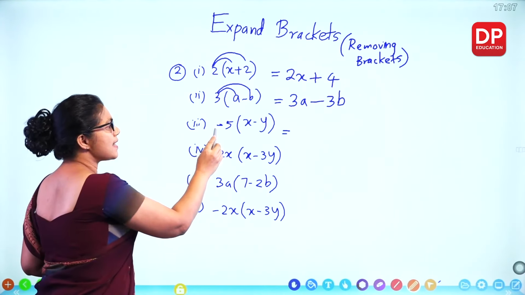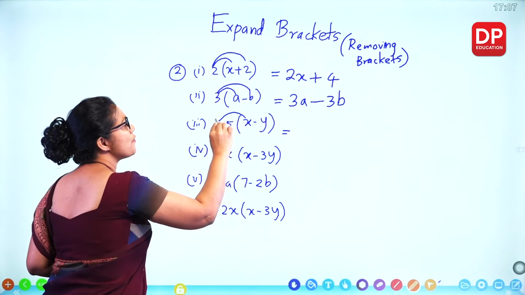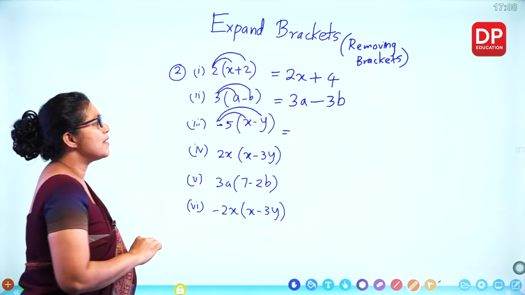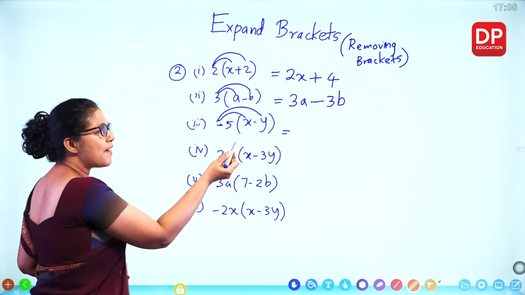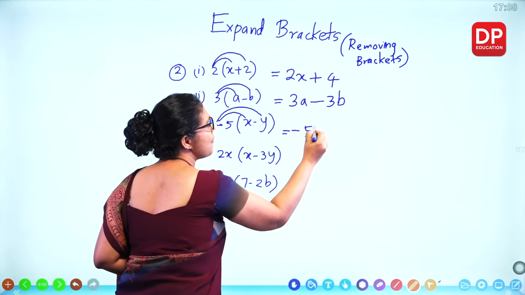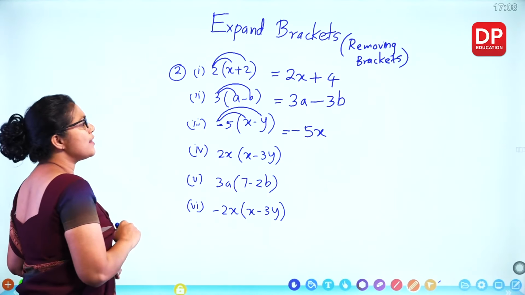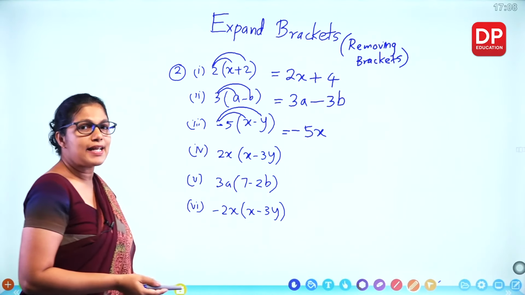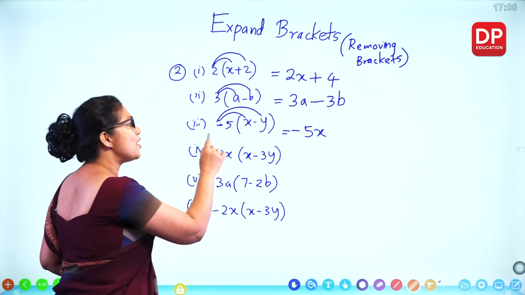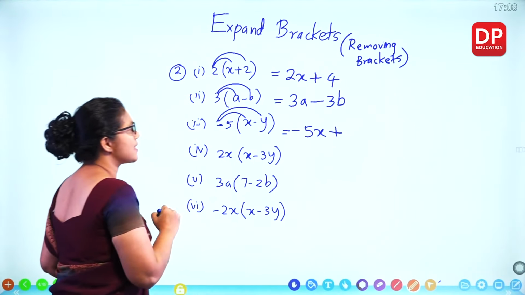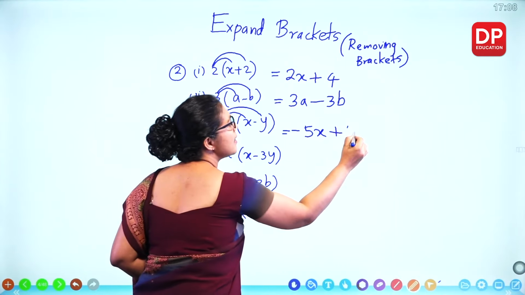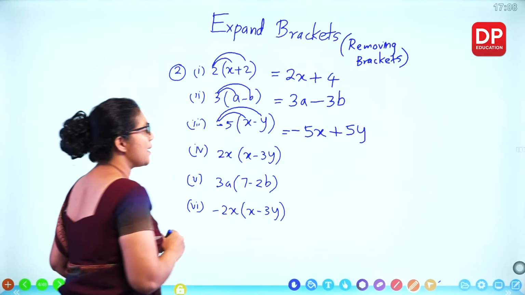Now try this one. You get a minus sign. So you have to think about both the numbers. You have to multiply by minus 5. Minus 5 times x, minus 5x. What about the other one? You get both minus. What's the result? When you multiply both minus, you will end up with plus. 5 times y becomes 5y.